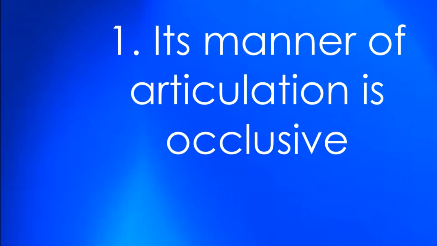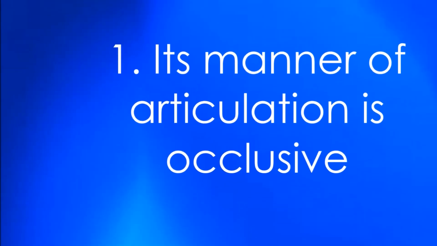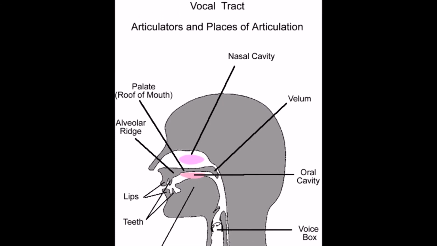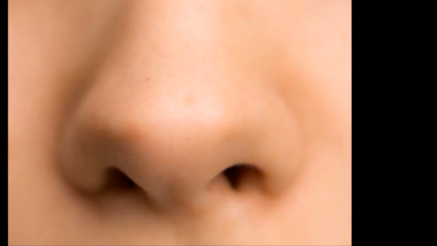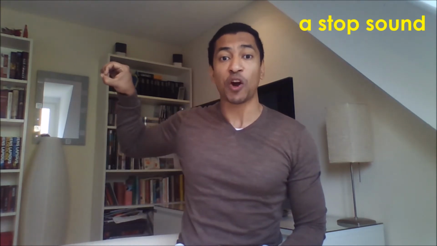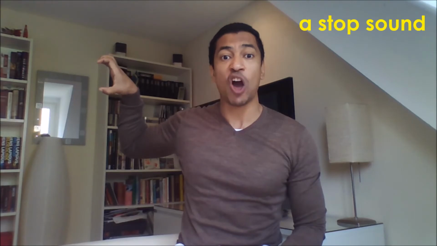1. Its manner of articulation is occlusive, which means we say the B by obstructing airflow in the vocal tract. Since the consonant is also oral, with no nasal outlet, we block the airflow entirely, and this consonant is a stop sound because we stop the air with our lips before we let it go.